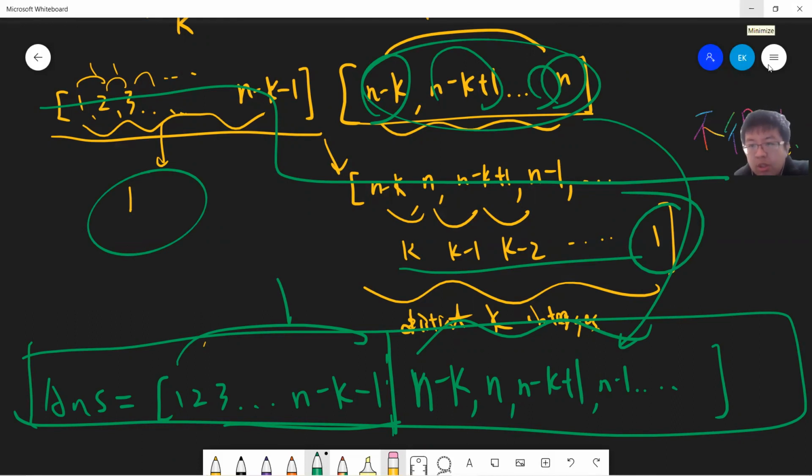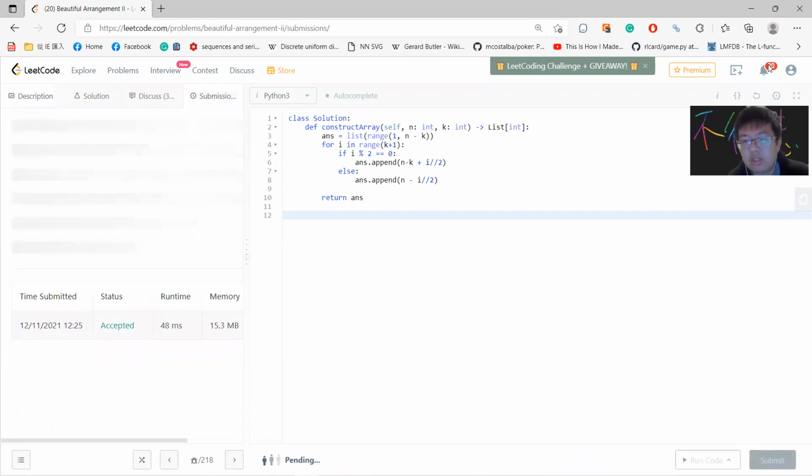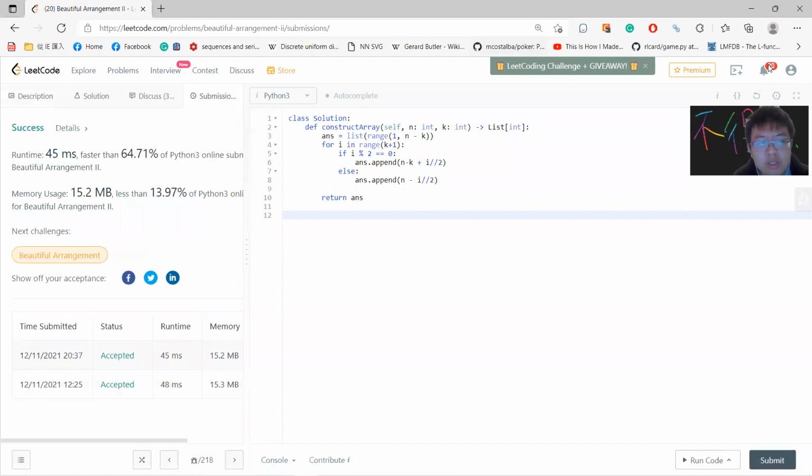Once you understand the proof, you can just write down the code. Let's do this. First, 1 to n minus k. Then for the rest, if i is even, take n minus k plus i divided by 2. Otherwise, take n minus i divided by 2. This is simple, you can check it by yourself. And then return the answer. This is a linear solution in n, because you just build n numbers. Okay, see you guys in the next videos.